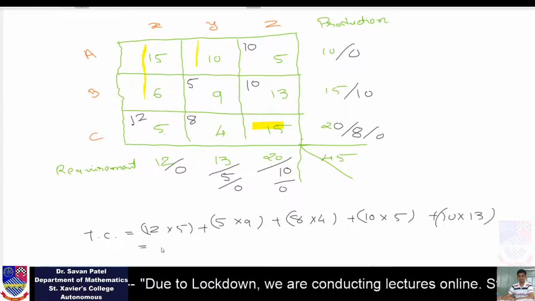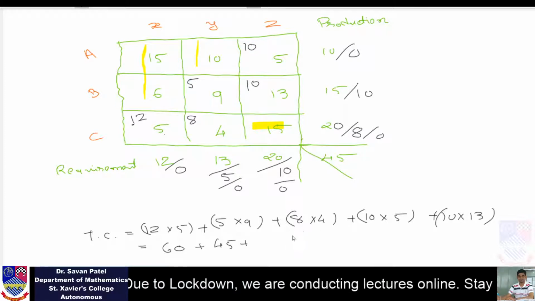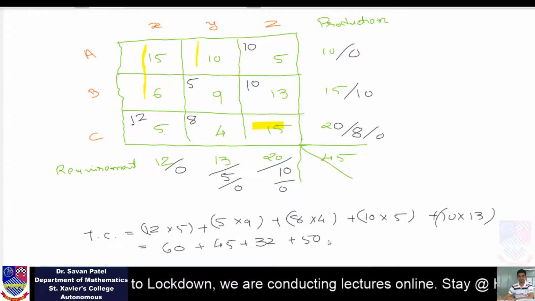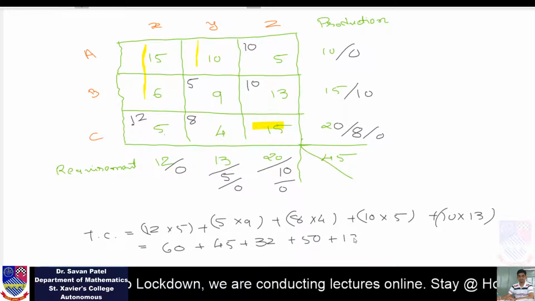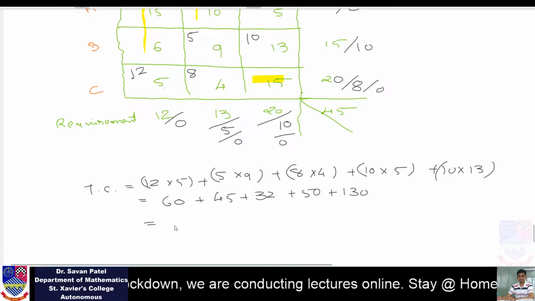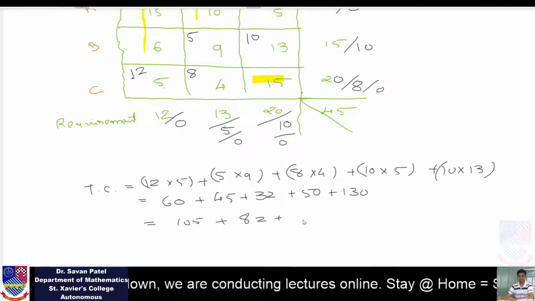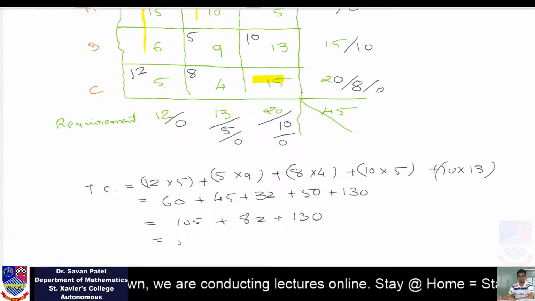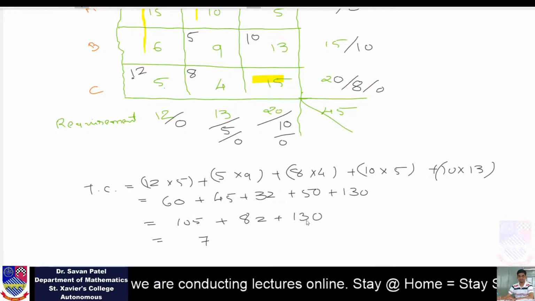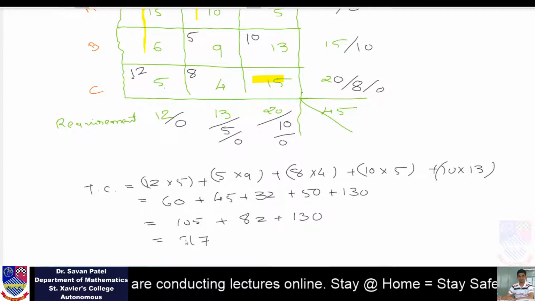So 12 times 5 is 60, plus 5 times 9 is 45, plus 8 times 4 is 32, 10 times 5 is 50, and here 130. So the sum is 105 plus 82 plus 130. So 5, 6, 7, 3, 8, so 1, 1, 1, 3, 1, 7.